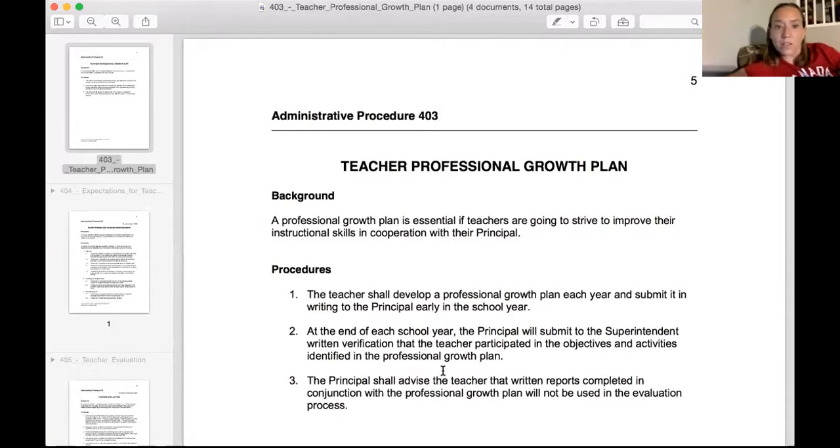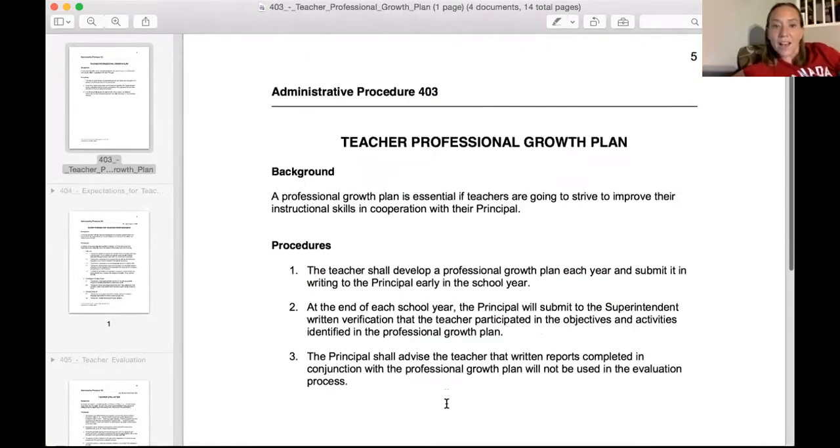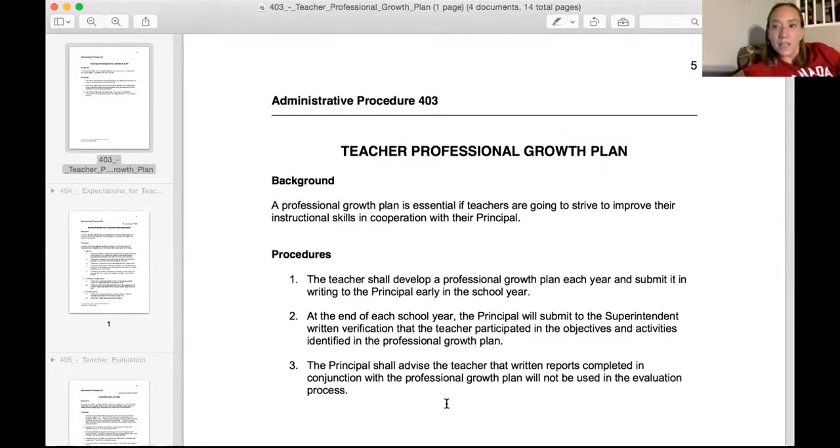So given the background information on the rules and the laws, next we both took a deeper look at what our own districts were doing. If I can share my screen here. Okay, my district has 3 policies that speak directly to this. They're actually administrative procedures. The first one is Administrative Procedure 403, Teacher Professional Growth Plan. As you can see on the screen, it is quite short, it is simple. It clearly meets the mandates of Alberta Education and covers everybody's responsibilities and nothing more. So it's pretty short and concise. Teacher will submit a plan, principal will submit to superintendent that plans were followed, and that's about it.